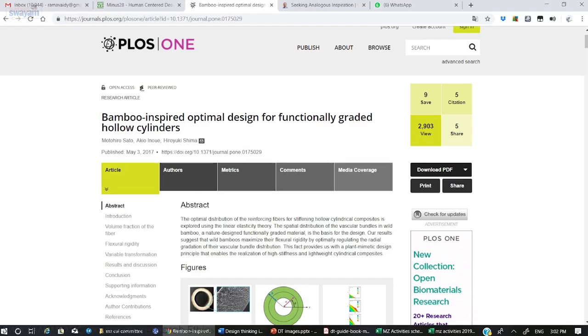I saw a paper where much stronger hollow cylindrical composites were designed based on the natural way in which fibers in a stem of bamboo are organized. In a stem of bamboo, the fibers are organized in a density gradient. So the same pattern was used for making these hollow cylindrical composites.